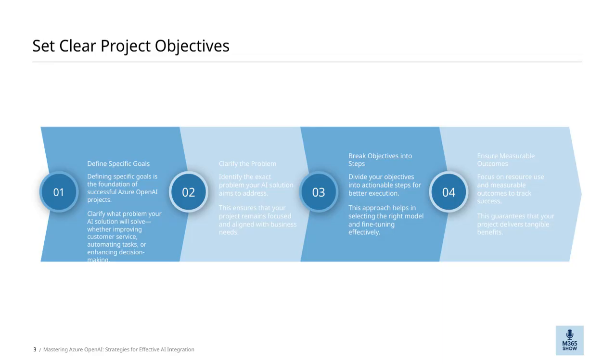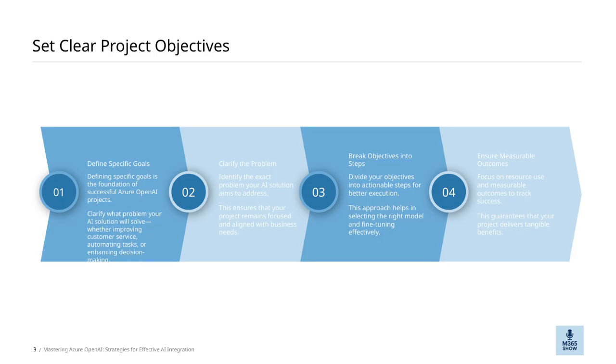Let's talk about setting clear project objectives, which is a crucial first step in any successful Azure OpenAI initiative. When you define specific goals, you're essentially laying the foundation for everything that follows. It's important to clarify what problem your AI solution will solve, whether it's improving customer service, automating routine tasks, or enhancing decision-making processes. By pinpointing the exact problem you want to address, you ensure that your project stays focused and aligned with your overall business needs.